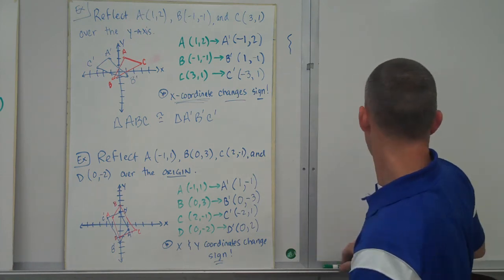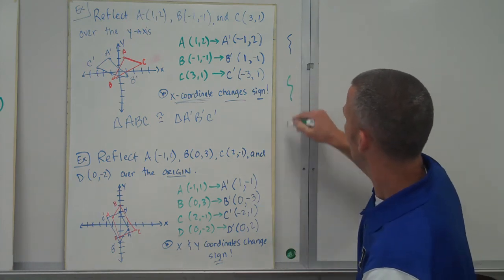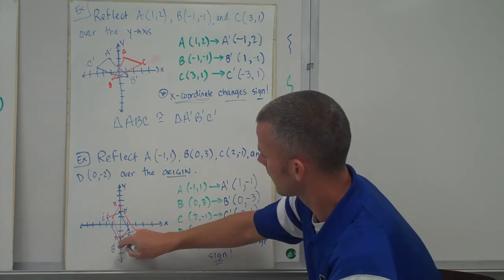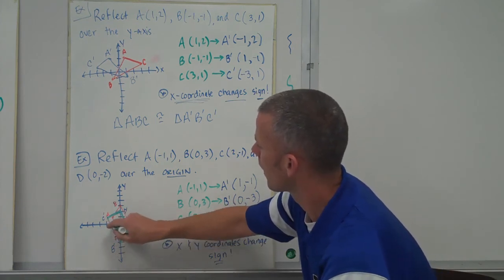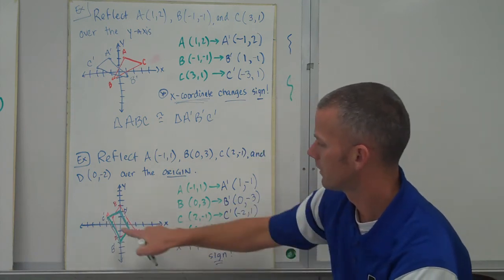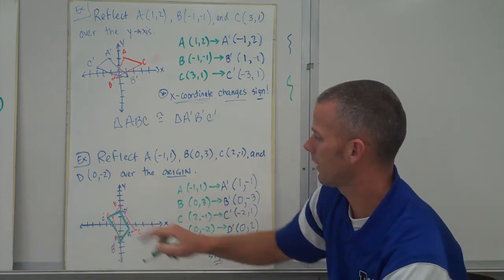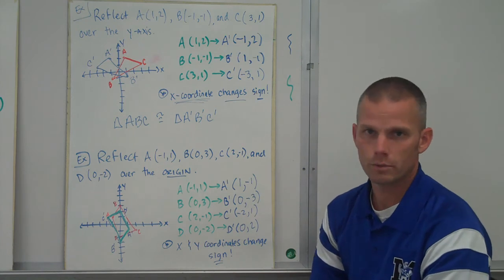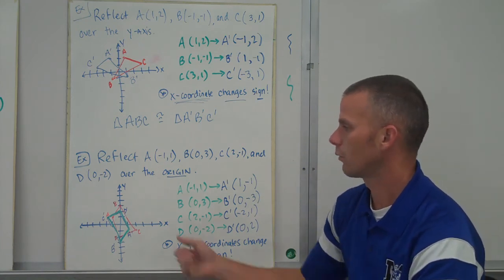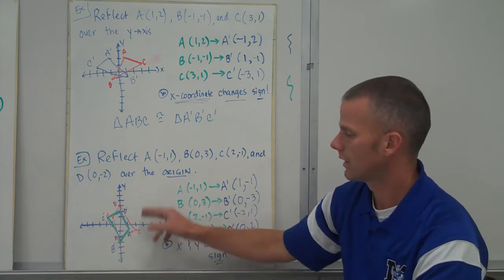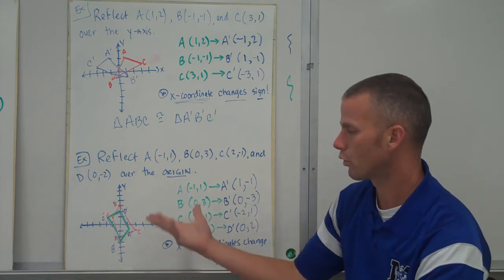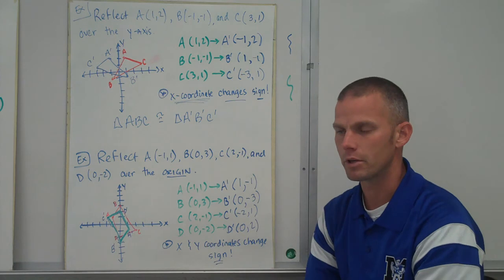Alright, let's see if I can. There we go. Hopefully that shows a little bit better for you. Again, when you've got these figures and they're not in a specific quadrant and they're kind of all over the whole coordinate plane, when you go to reflect it, they're going to overlap each other.